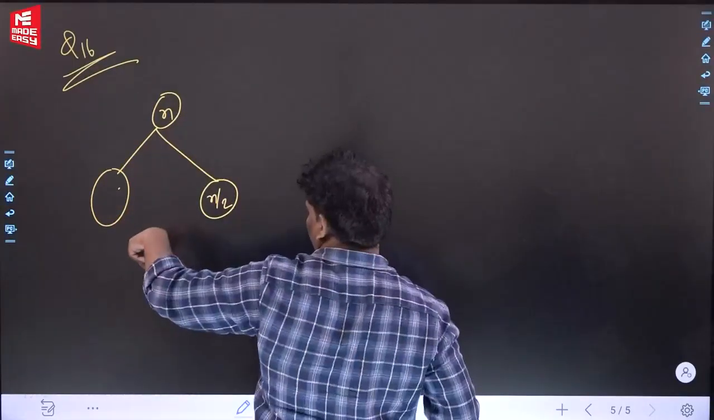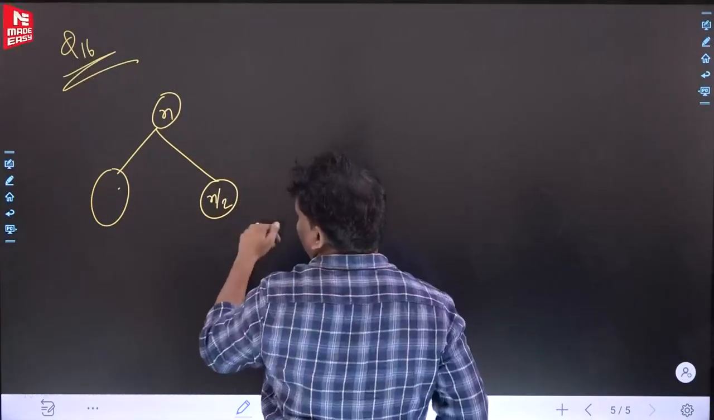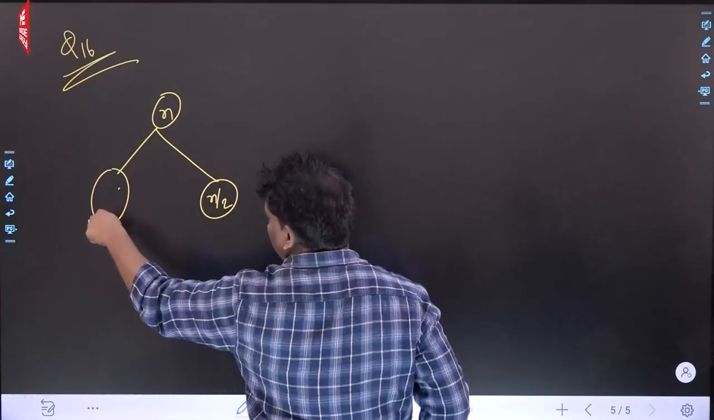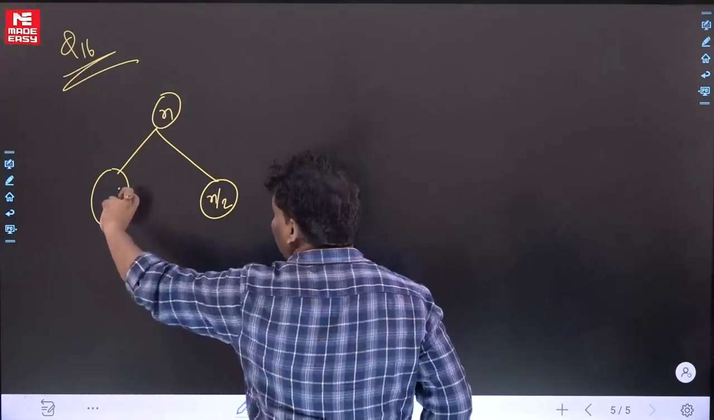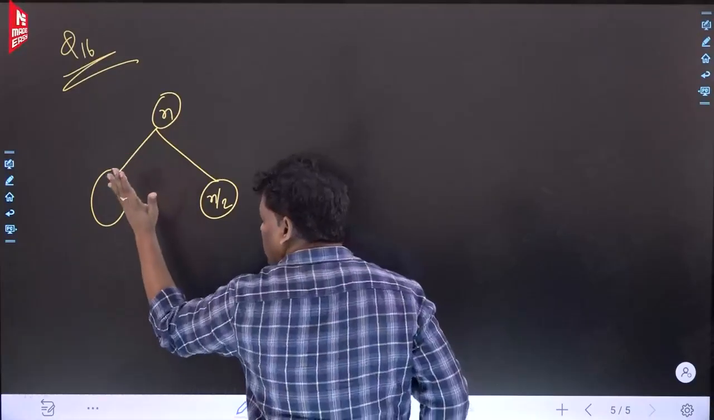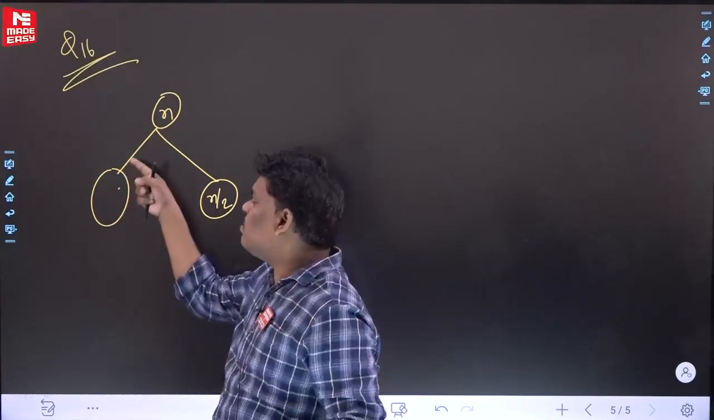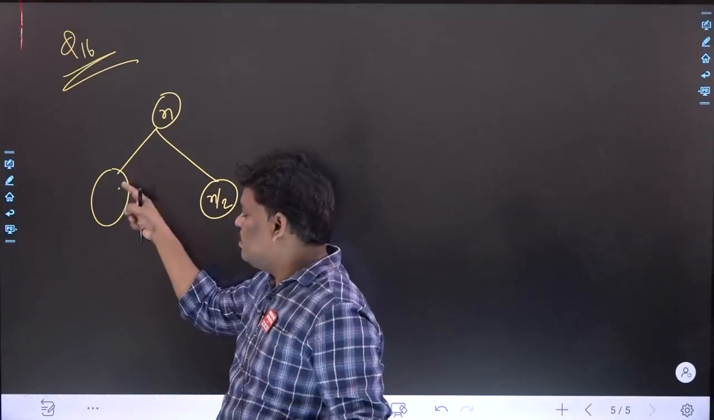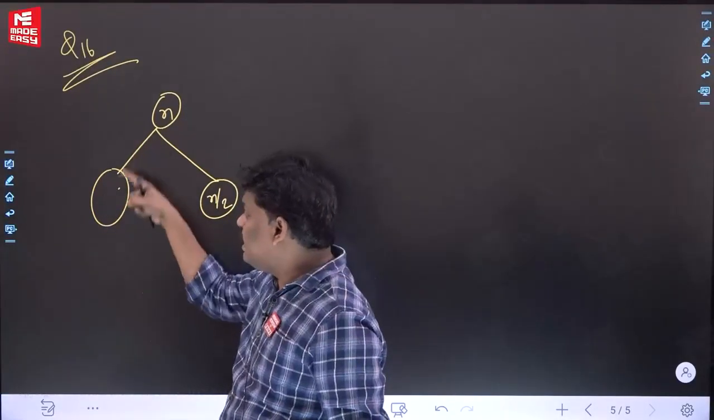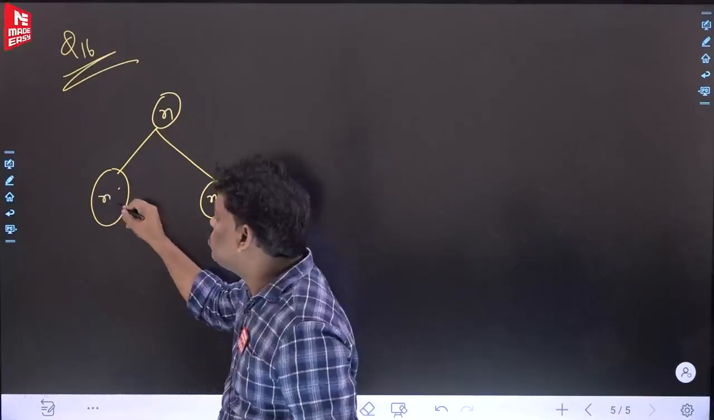Total n elements. You kept n by 2 on the right. The left should be minimum half of this, maximum double of this. It doesn't mean that in between is not possible. Minimum half means n by 4. Maximum is 2 into n by 2, which means n. So minimum n by 4, maximum n. In between is also okay. You can keep n by 2 also, no problem.